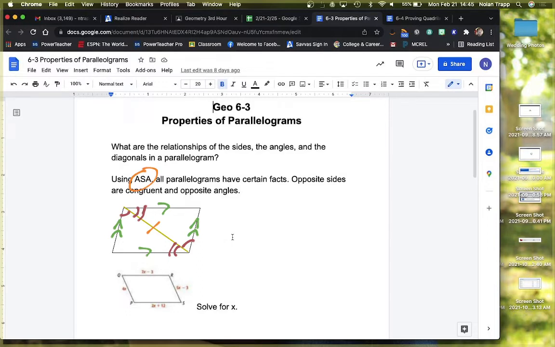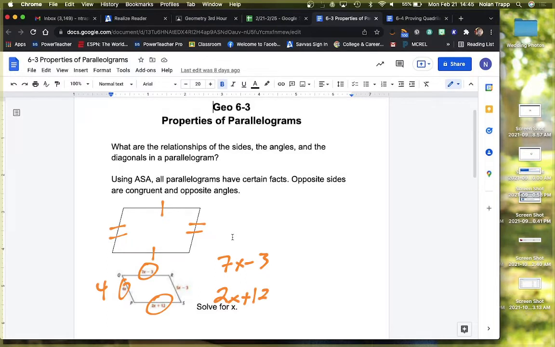First one we want to talk about is opposite sides have to be congruent if it's a parallelogram. So we could take a problem like this, and I'm going to rewrite this a little bigger so you can see it. That says 7x minus 3, and it says 2x plus 12. And I got 4x over here, and then 5x minus 3 right there.